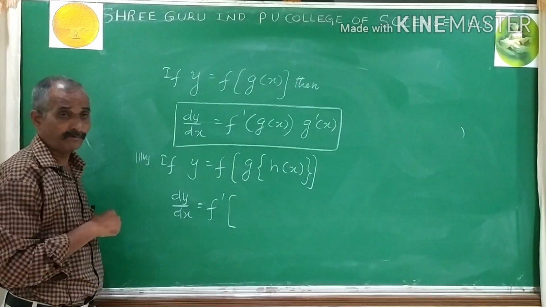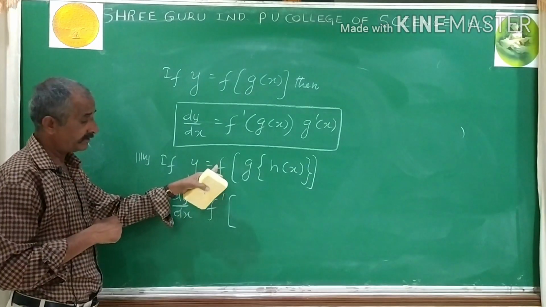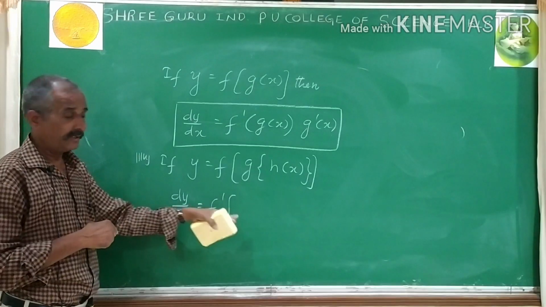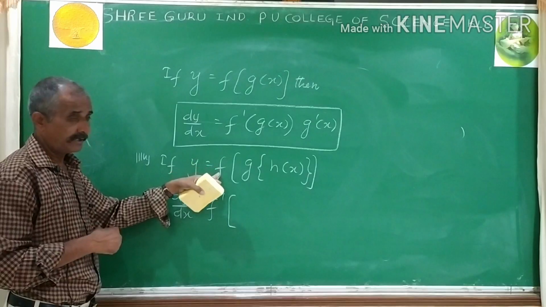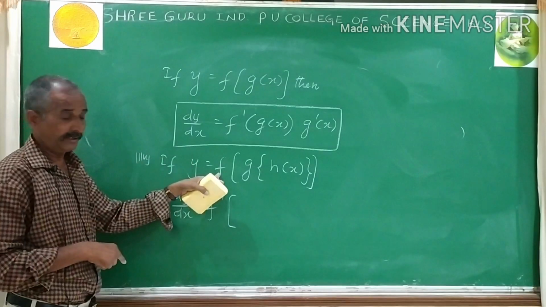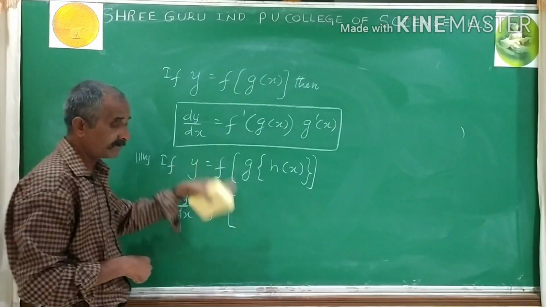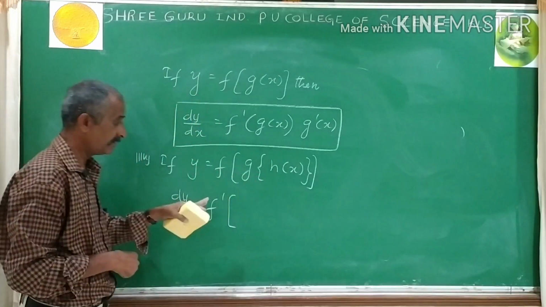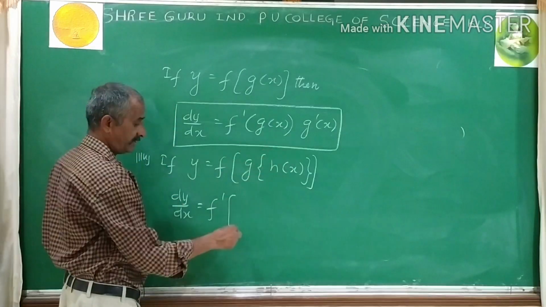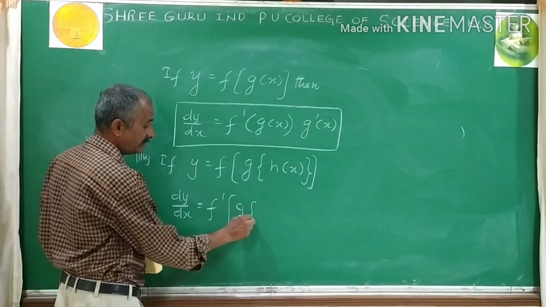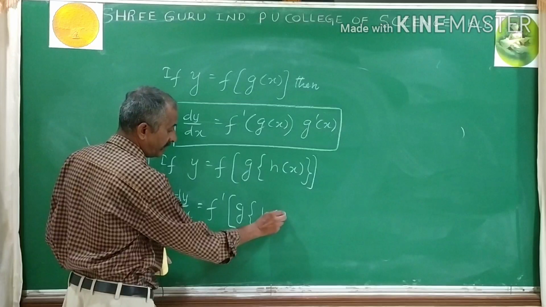But in problems, it should be kept in mind: consider that particular function. Suppose f is sine, the answer will become cos. If f is cos, the answer will become minus sine. If f is log, the answer will become 1 divided by. If f is root, the answer will become 1 by 2. Here it is general, you must write f dash of the entire quantity, which means f dash of g of h of x.